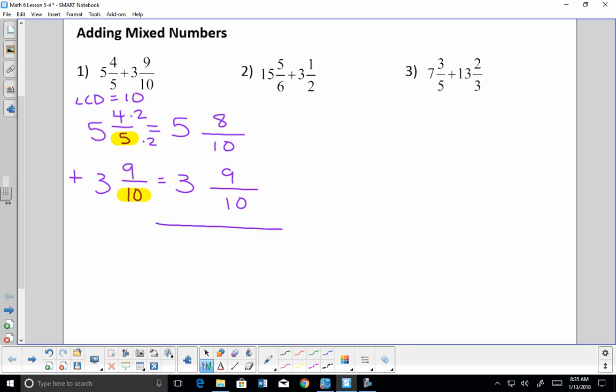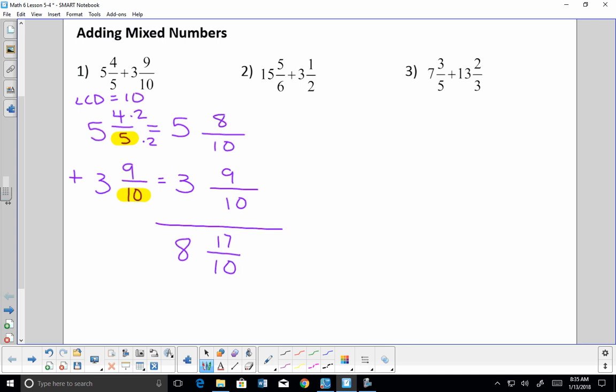So I'm going to add these together. If I take 5 and 3, because I need to add my whole number parts first, always add your whole number parts first, then add your fractional parts. 5 plus 3 is 8. 8 and 9 is 17. So I have 8 17/10.